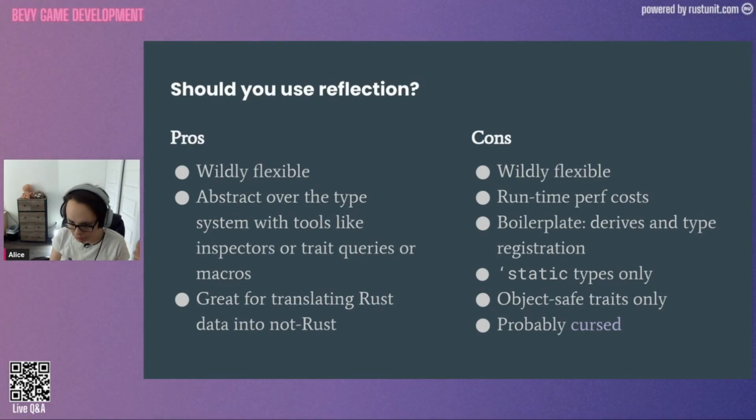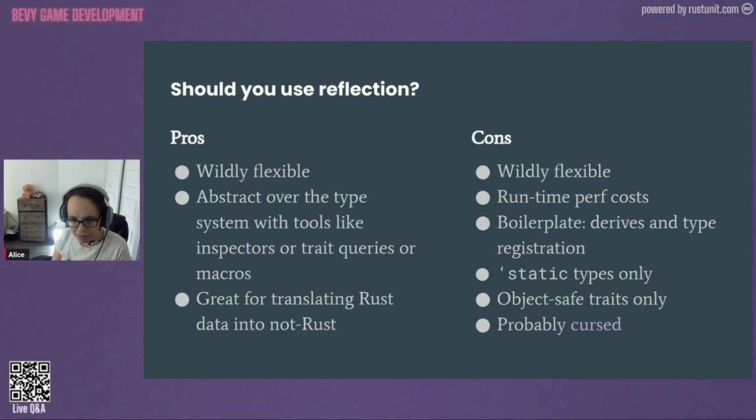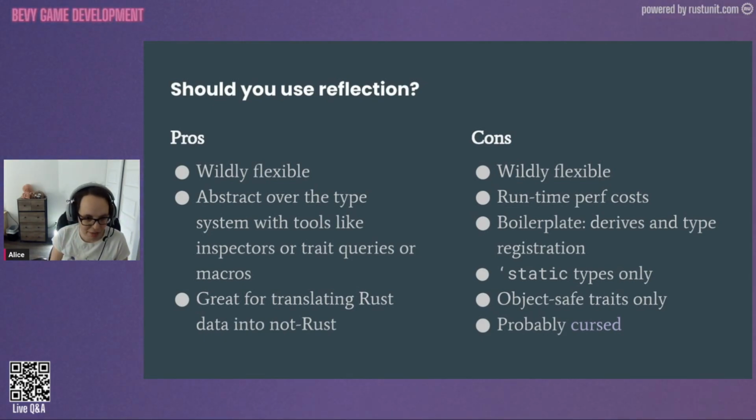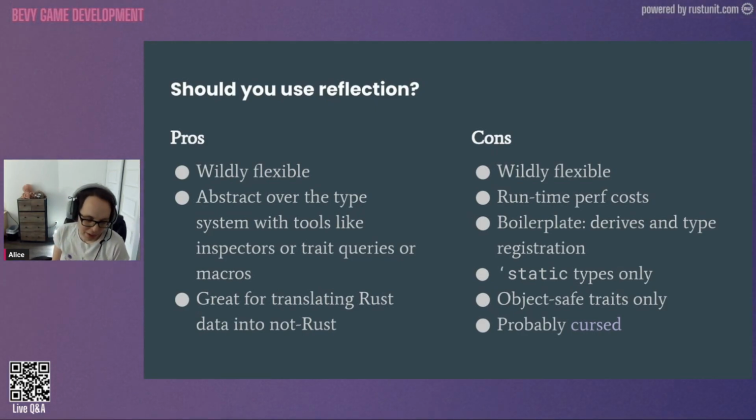The first most important con is that it is wildly flexible. It's very easy to galaxy brain yourself and use reflection when you don't need to, and create this horrible unmaintainable mess. Reflection is definitely a tool of last resort, but when you're at your last resort, it's much better to have something than to just have to give up.